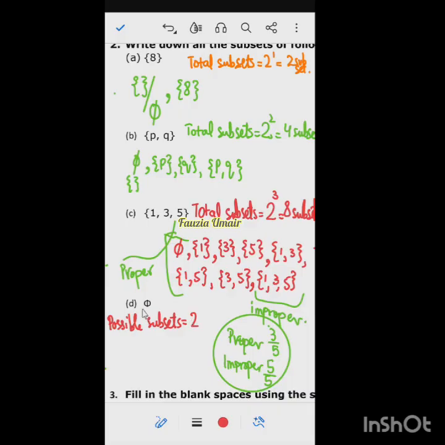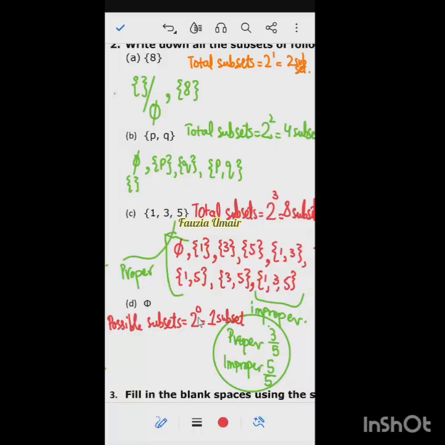What is n in this set D? 0. There is no element. So n is 0, so 2 raised to power 0. Now the indices come. What is 2 raised to power 0? It is the zero power law. Number 2 raised to power 0 is 1. So there is one subset.